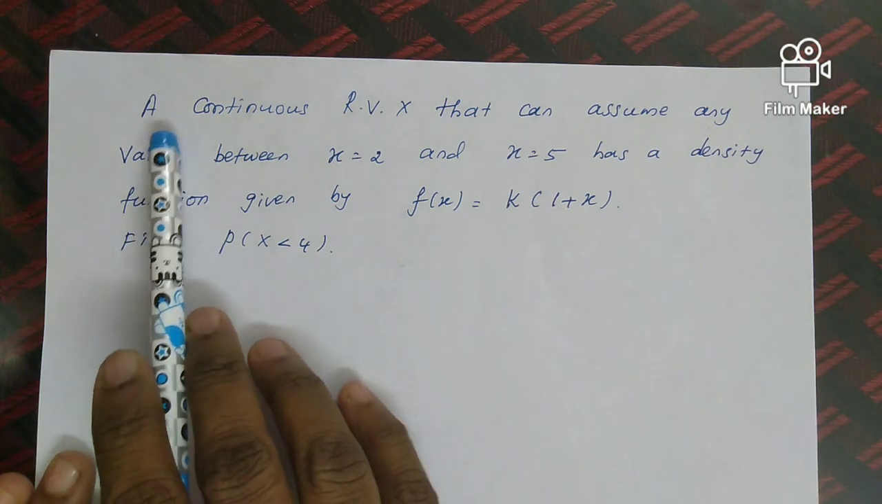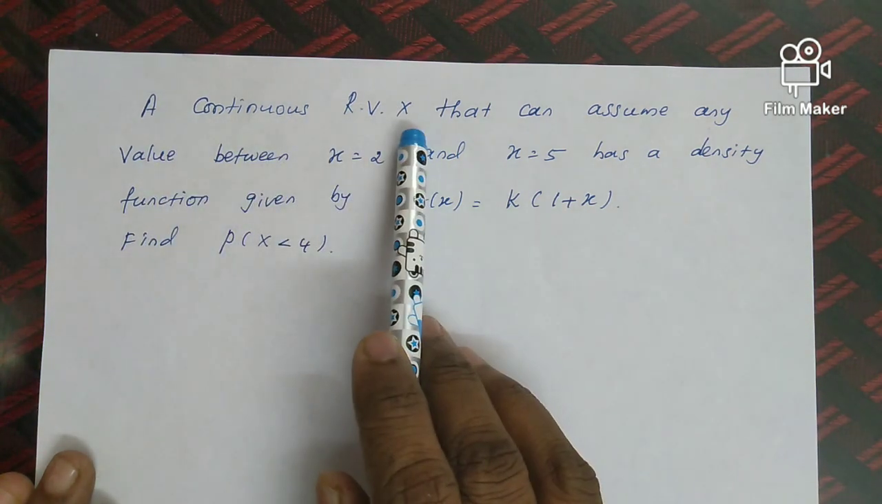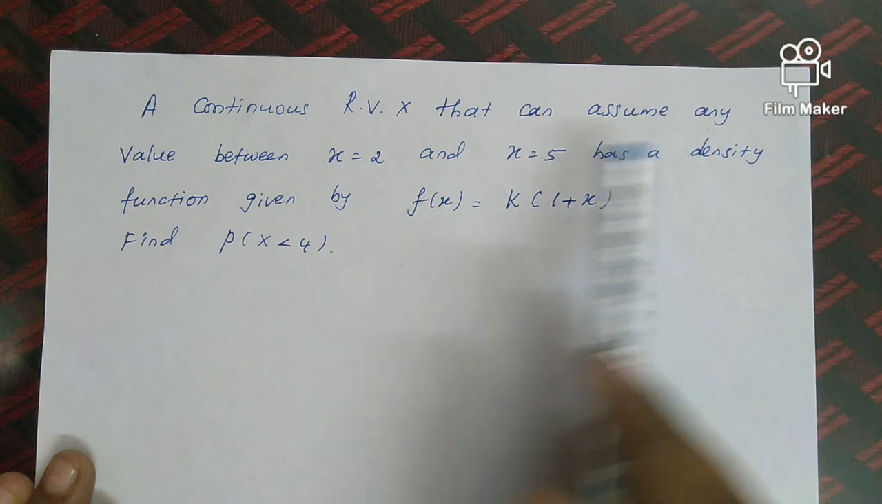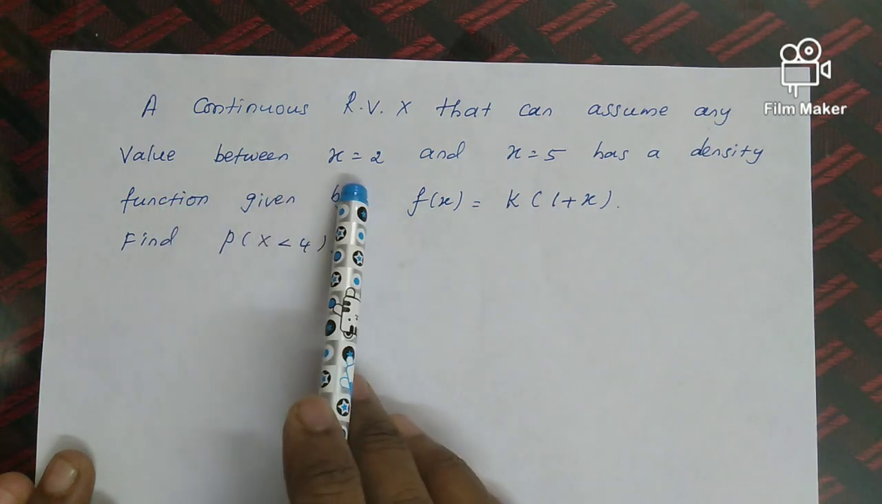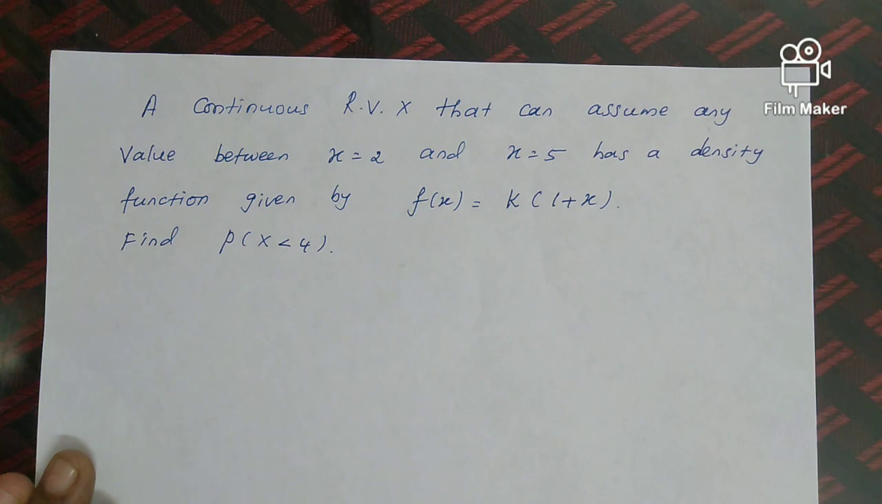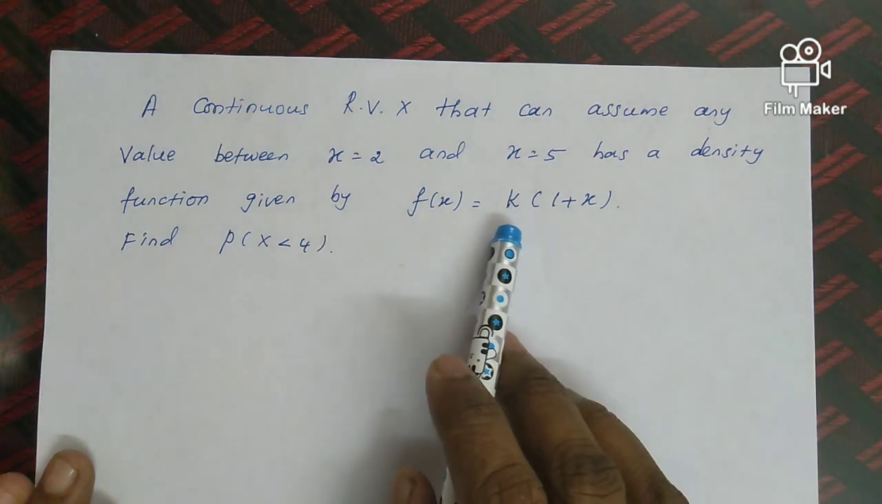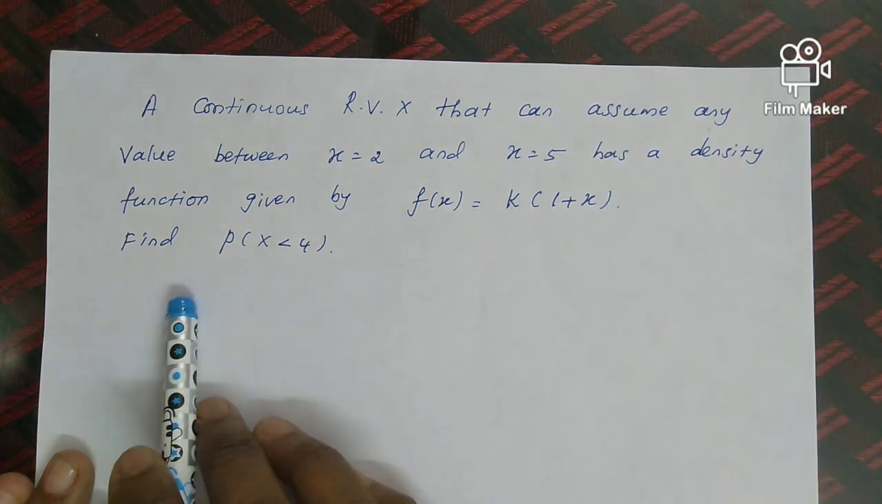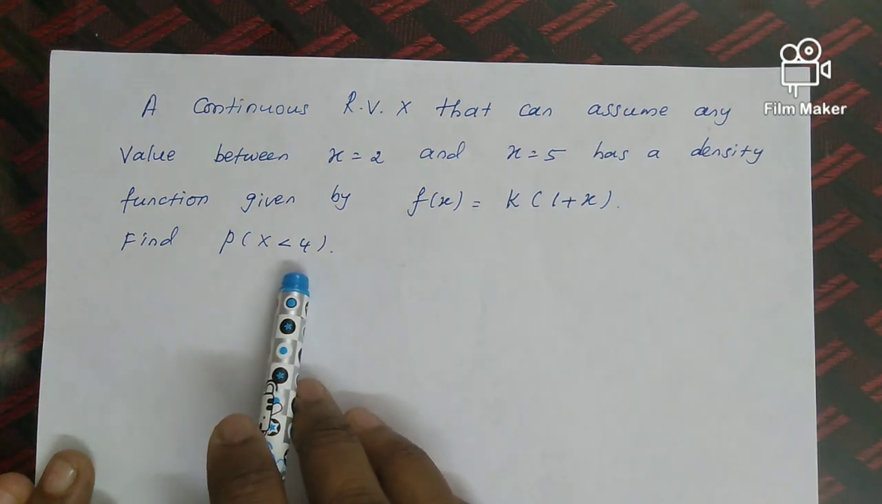Look at the question. A continuous random variable capital X that can assume any value between x equal to 2 and x equal to 5 has a density function given by f of x is equal to k into 1 plus x. Find p of x less than 4.